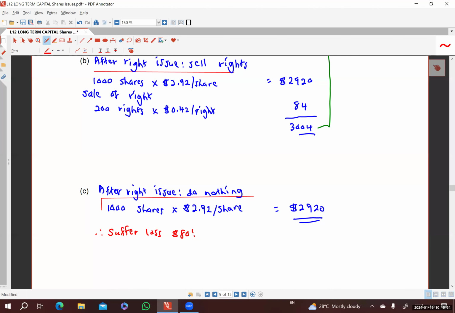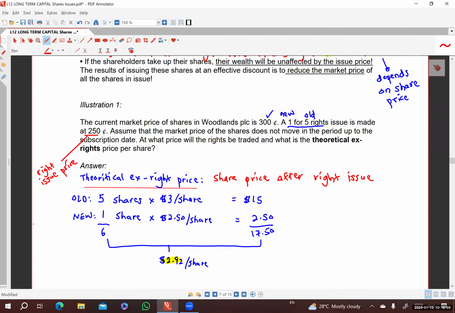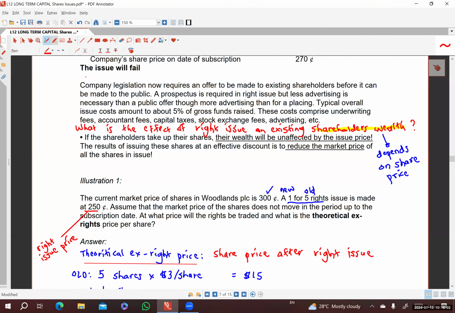So therefore, the conclusion we can draw from here. What is the effect of right issues on the existing shareholders' wealth? Unaffected by the right issue. It will remain the same, as you can see from the example, provided the shareholders react to the right issue. Either you take up the shares or you sell the rights. If you keep quiet, you will lose money. So the wealth will be unaffected by the right issue, but this needs to be extended.